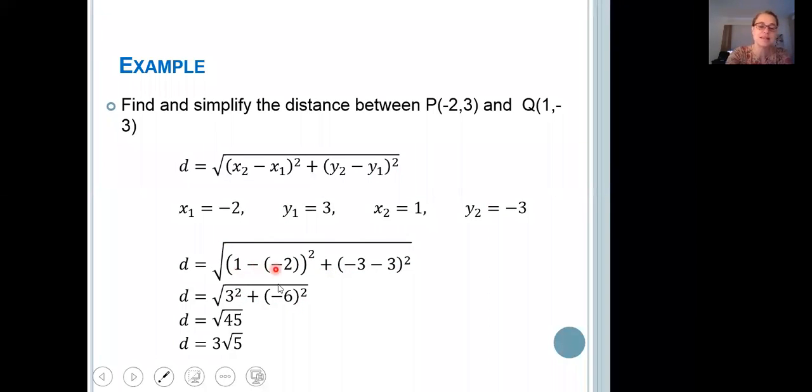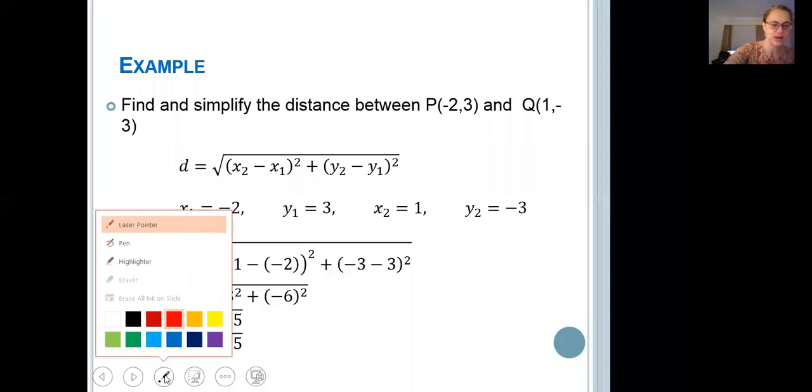So 1 minus -2 is 3. Square that, you get 9. Plus -3 minus 3 is -6. So square that, you get 36. So we get the square root of 45. Now you might be tempted to take out your calculator and plug that in. We're not going to do that. We're going to leave these as exact values. And the square root of 45 simplifies to 3 square root of 5.